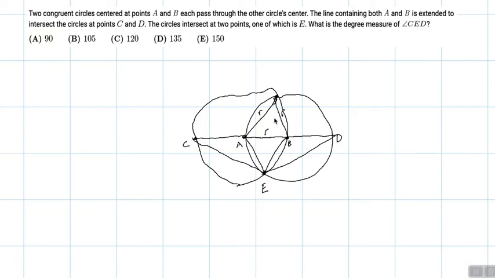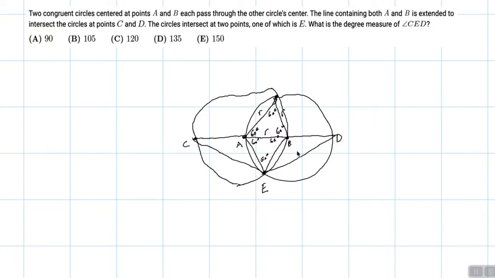Since all of the sides have the same length, this is an equilateral triangle, and we know that equilateral triangles, all their angle measures are 60 degrees. And you could do that same reasoning for this triangle down here. So this triangle is also equilateral. So from here, we found one portion of the angle CED.